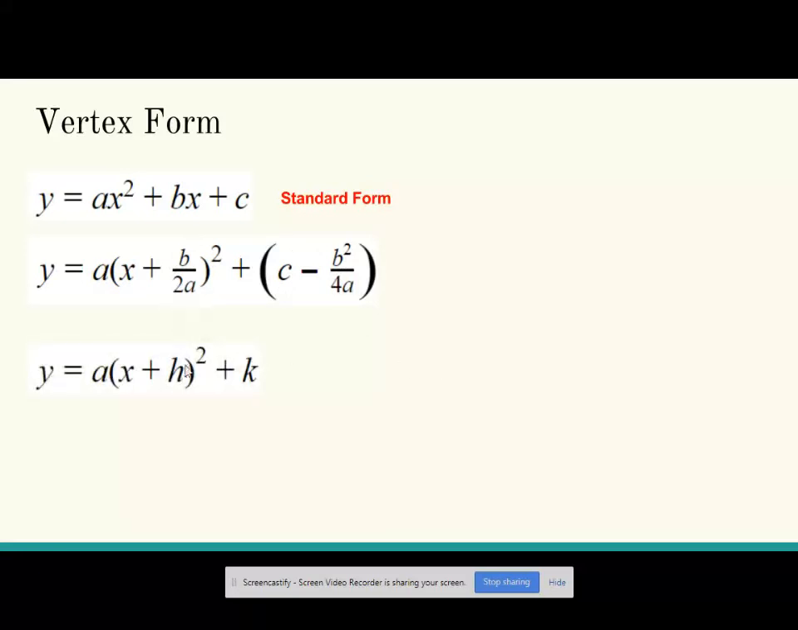So I just took b over 2a and called it h, because really that's the horizontal. That's where it moves back and forth on the x-axis, the vertex. And then this I just called k, which doesn't stand for anything but k. This is vertex form. This is what vertex form looks like. This you should write down. So you don't need to know anything more about this middle equation. This right here is the vertex form of a quadratic equation.